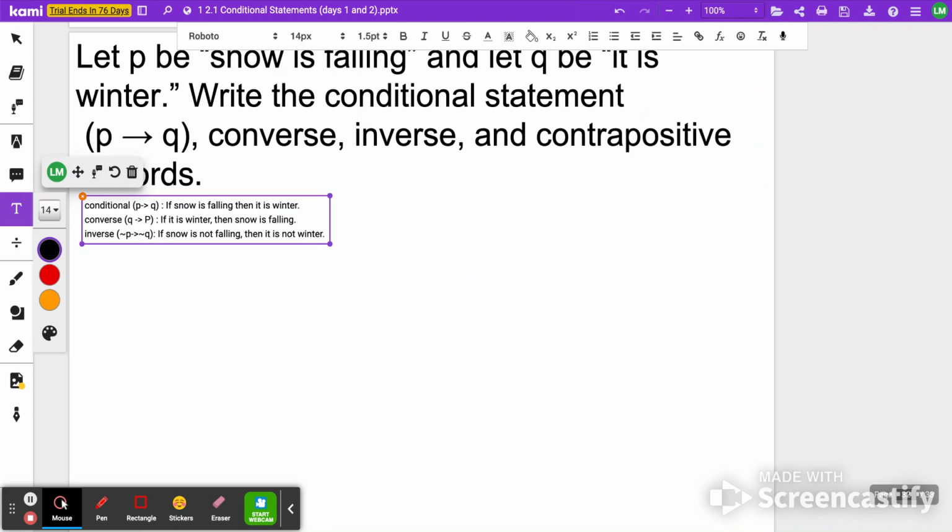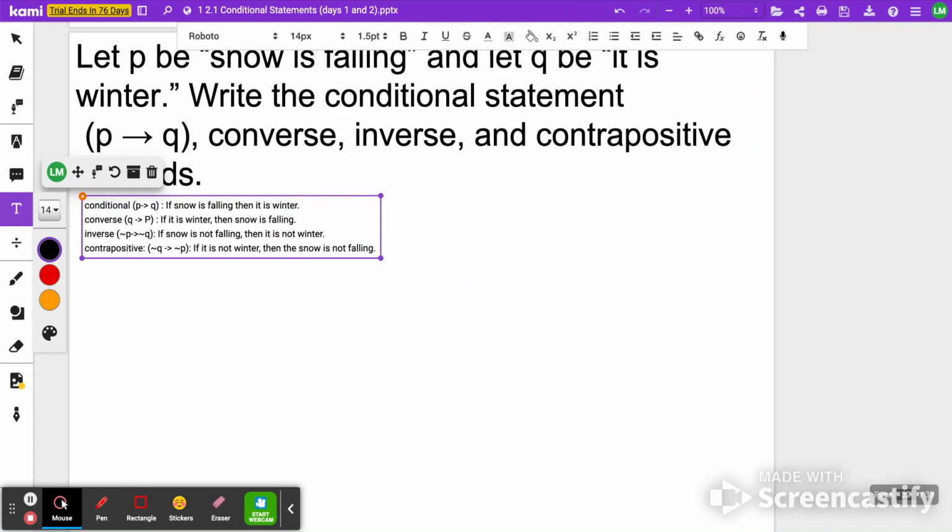That would be true in some cases, but false in others. So we would consider that to be entirely false. And then we have contrapositive, which means not Q is leading to not P. If it is not winter, then the snow is not falling. And that is our true statement.